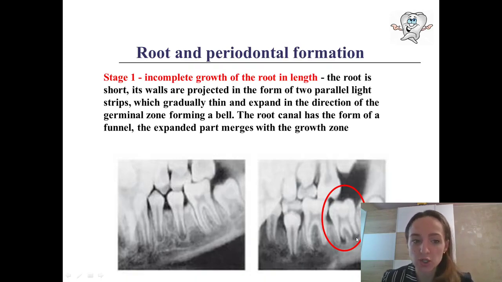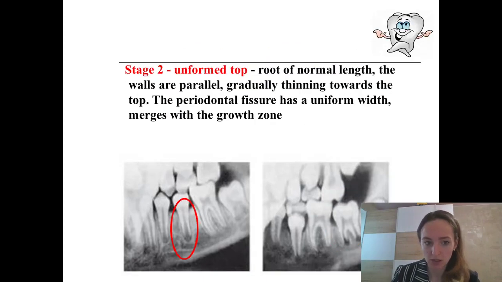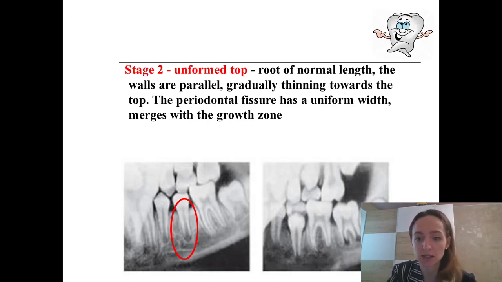The root is short, its walls are projected in the form of 2 parallel light strips, which gradually converge in the direction of the germinal zone, forming a bell. The second stage, unformed apex, root of normal length, the walls are parallel, gradually thinning towards the apex. The periodontal fissure has a uniform width, merging with the growth zone. Look please. So unformed apex.